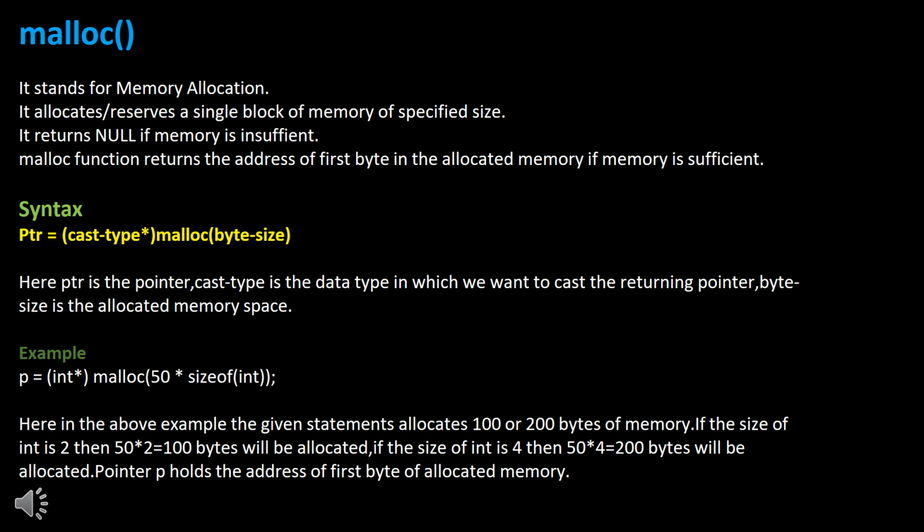For instance, consider p = (int *) malloc(50 * sizeof(int)). Here, malloc(50 * sizeof(int)) requests memory for 50 integers. If an integer is 2 bytes, it allocates 100 bytes. If it's 4 bytes, it allocates 200 bytes. The pointer p holds the address of the first byte of this memory block. This is particularly helpful when the exact amount of memory needed is unknown at compile time.